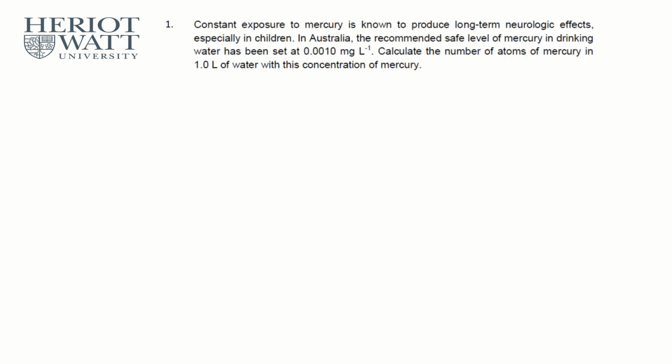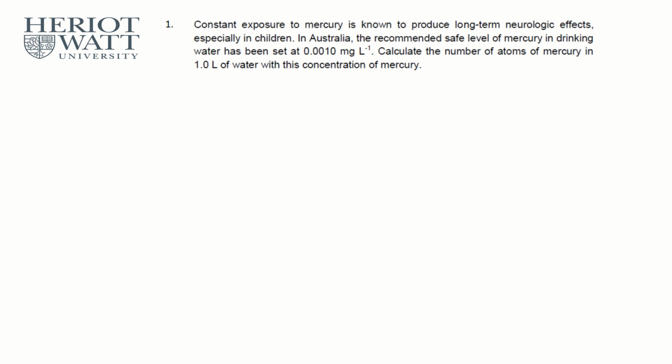Alright, so let's look at question number 1. Constant exposure to mercury is known to produce long-term neurologic effects, especially in children. In Australia, the recommended safe level of mercury in drinking water has been set at 0.001 milligram per liter. Calculate the number of atoms of mercury in 1 liter of water with this concentration of mercury.